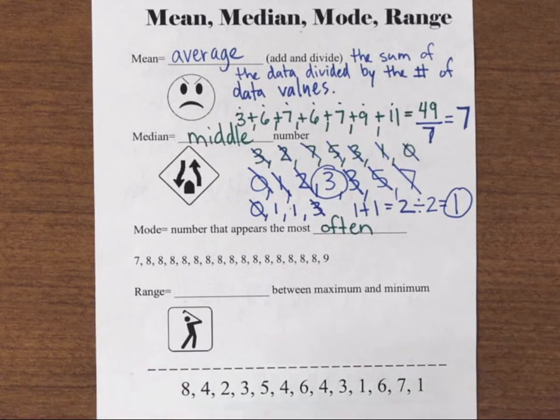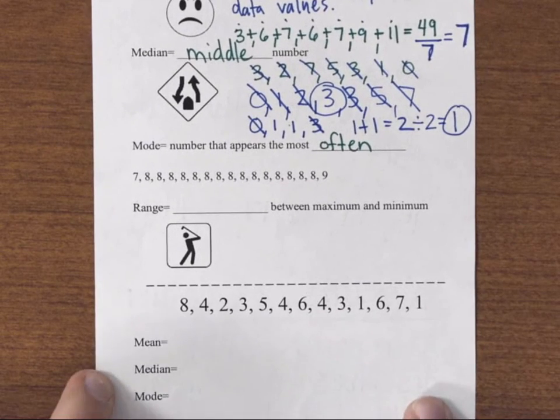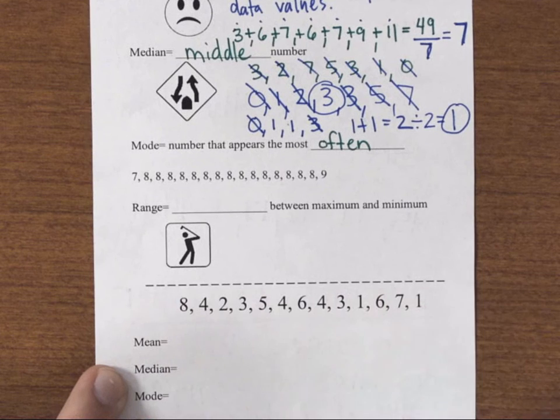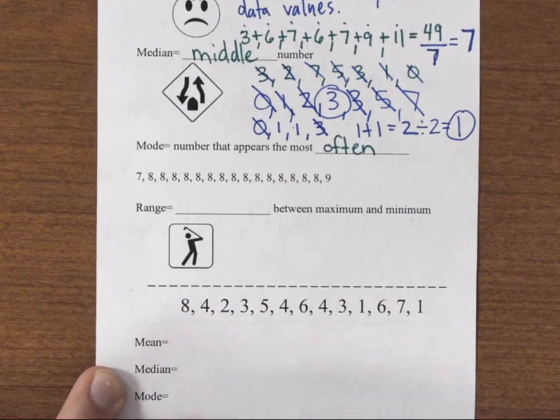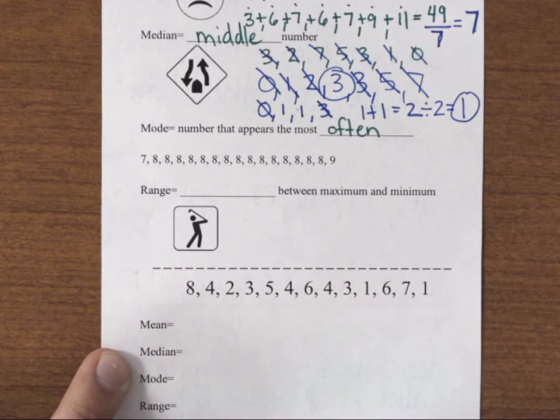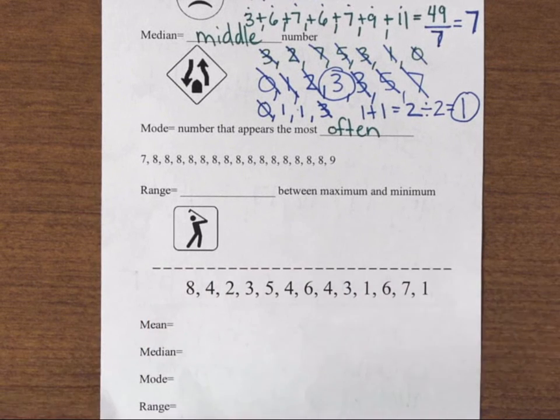Okay, so I have some examples down here. Down here on the bottom, I would like you to find the mean, the median, and the mode of this data set. Okay, and then you're going to come check it with me.